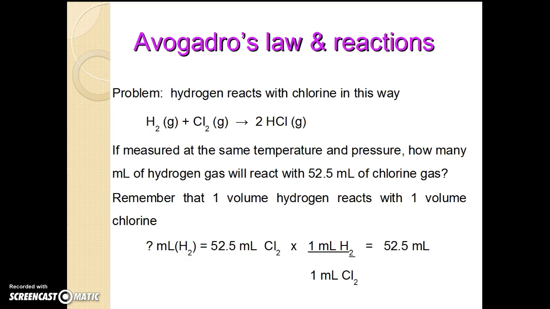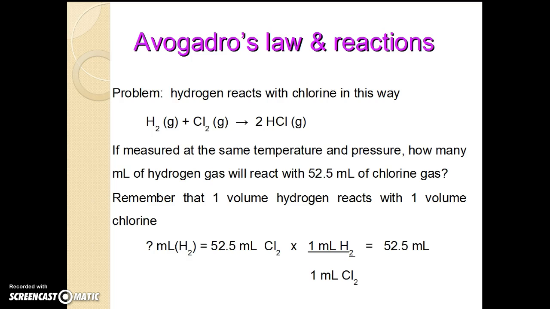Now we know that since the volumes are measured at the same temperature and pressure, 52.5 milliliters of chlorine gas contains the same number of molecules as 52.5 milliliters of hydrogen gas. 1 volume of hydrogen reacts with 1 volume of chlorine.